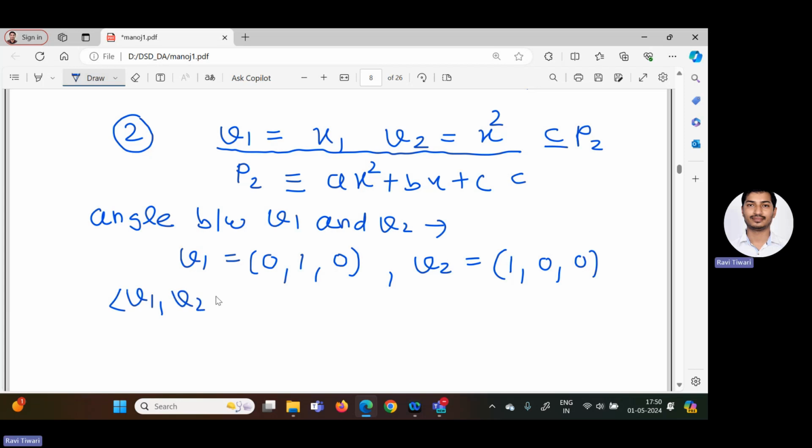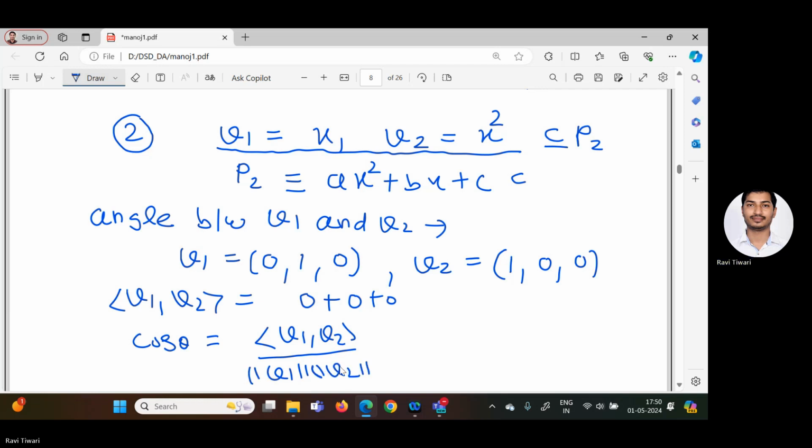Now we have v1 and v2, so we can easily calculate the inner product of v1 and v2. This will be 0 into 1, so 0, plus 1 into 0, 0, plus 0 into 0, 0. So cos theta equals the inner product of v1 and v2 divided by norm v1 into norm v2. The numerator is 0, and norm v1 is 1, norm v2 is also 1, so finally you will get 0. So theta will be what? 0.